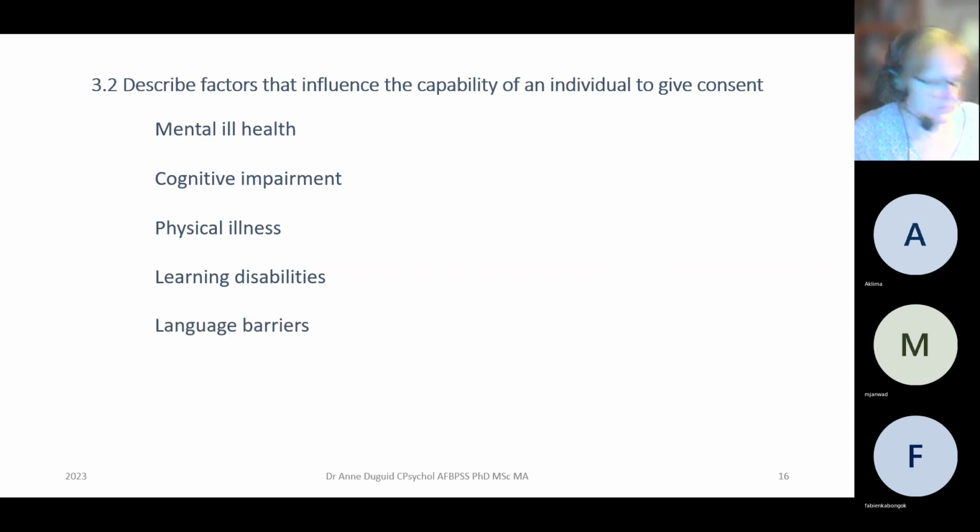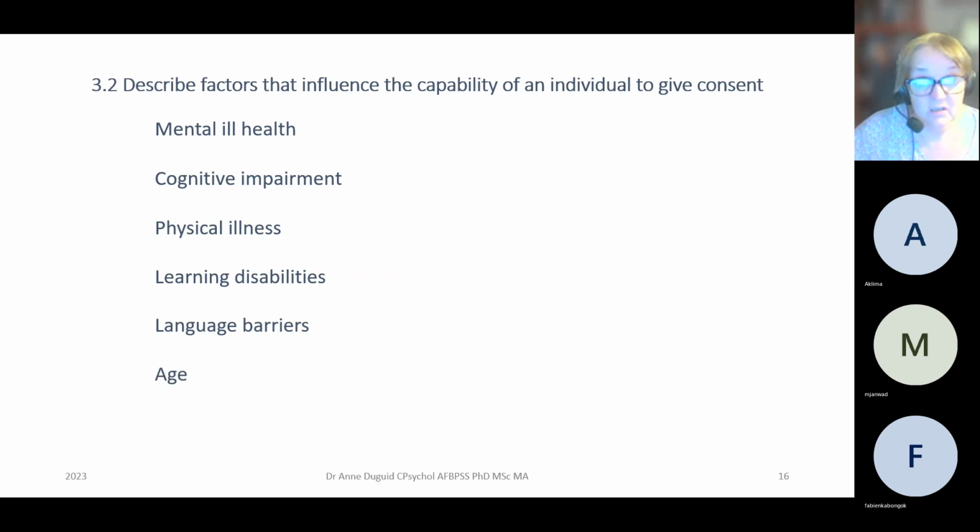Language barriers. If someone doesn't understand what's being said, it's very, very hard to give consent. You can't just suddenly go, okay, this is what we're going to do to, let's say, your child, and the person has no idea what you're saying. So again, we need to go back to how do we get over those barriers? What do we need to do?